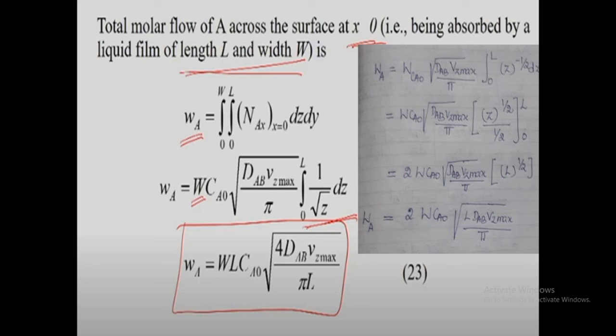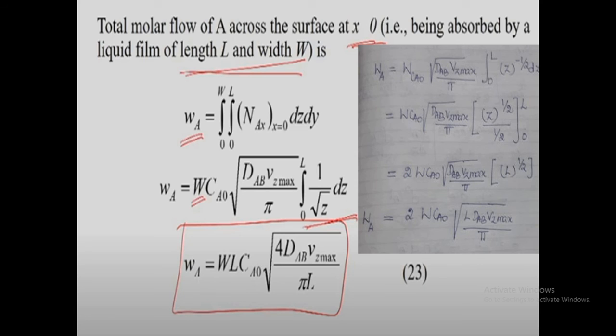You refer to the right side. W_A is equal to W C_A0 into root of D_AB v_z,max by pi, integration of 0 to L, z power minus 1 by 2 dz. So here, the integration of z power minus 1 by 2 is z power 1 by 2 divided by 1 by 2, the limit is 0 to L. Substituting the limit, finally we get 2 into W C_A0 root of D_AB v_z,max divided by pi, L power 1 by 2. So this is the final expression: W_A is equal to 2 into W C_A0 root of L into D_AB v_z,max divided by pi.